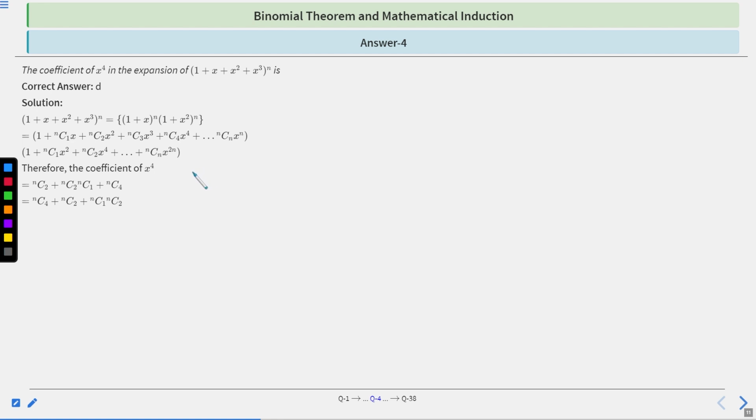Now we have to calculate the coefficient of x to the power 4, right? So for x to the power 4, you can see that this term nc4 into x to the power 4 can be multiplied with 1, right?